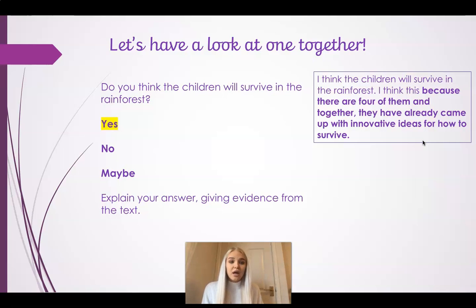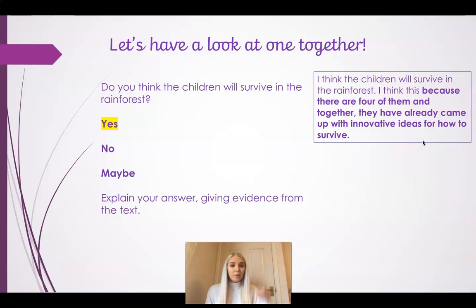So I've wrote, I think this because there are 4 of them, so 4 children, and together they have already came up with lots of innovative ideas for how to survive. Now this word innovative means lots of imaginative, clever ideas for how to survive. And I've stated there that yes, they've come up with these ideas for how to survive, and that is my reason for why I think they're going to survive.